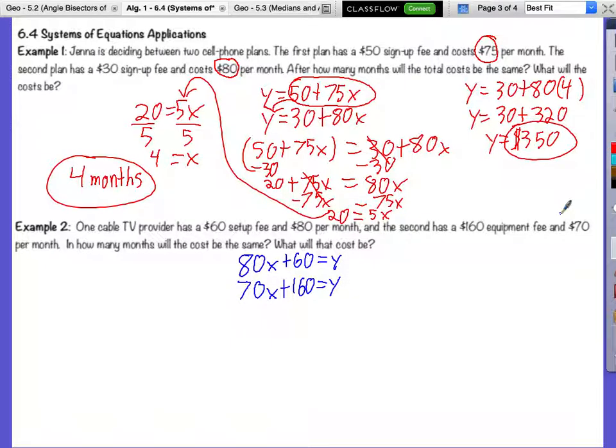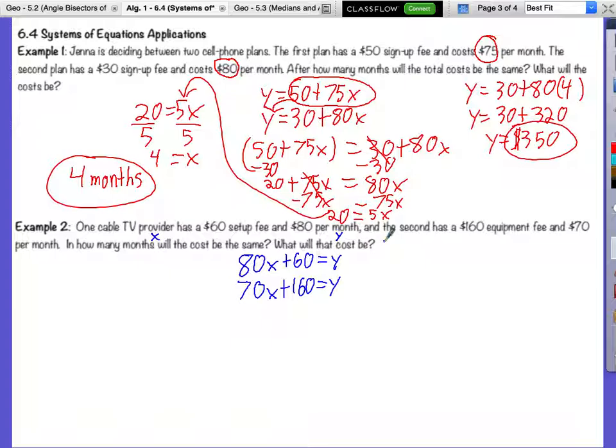What variable are we trying to solve for if we're trying to figure out how many months the cost will be the same? X. Which one's months? X. Okay, let's look at the second question. What will that cost be? What variable do we need to solve for there? Y. So in the end, do we actually need to solve for both either way? Yeah. Does it matter which one we solve for first? No, it really doesn't, because we use one to find the other.